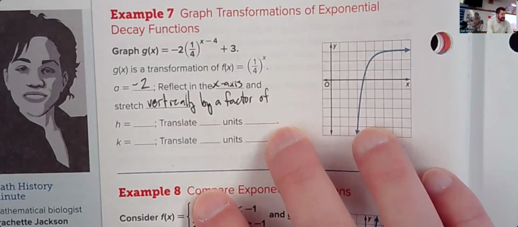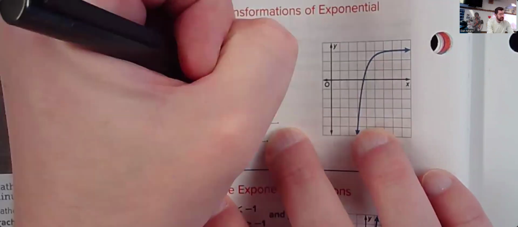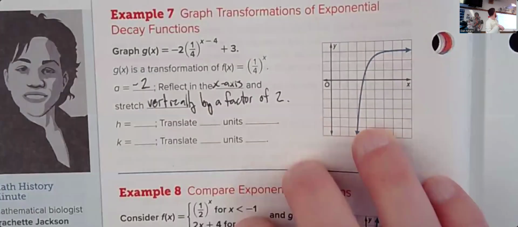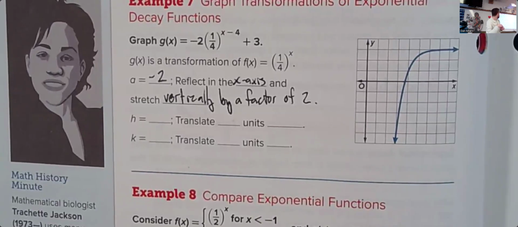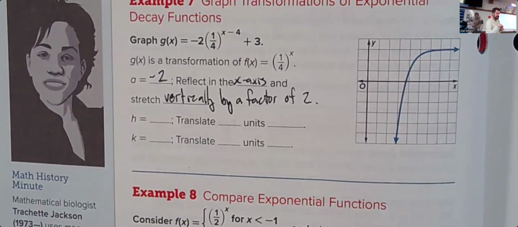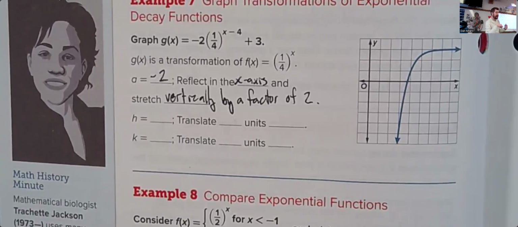The factor would just be the absolute value of A. So 2. So it's a stretch vertically by a factor of 2. All right, now we talk about H and we talk about K. H and K are translations. We're talking about left, right, up, and down.